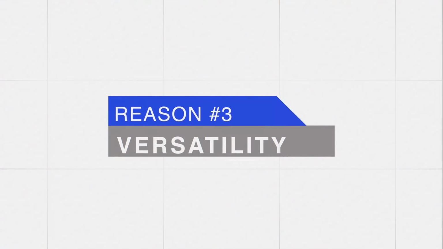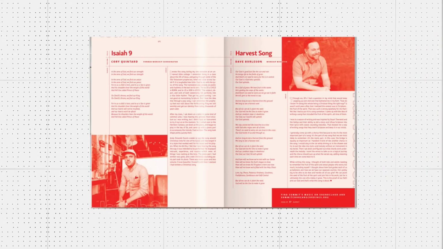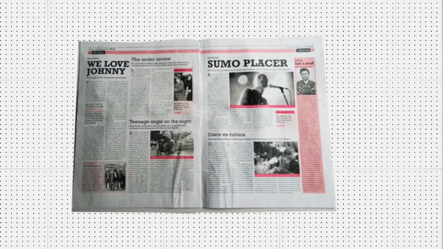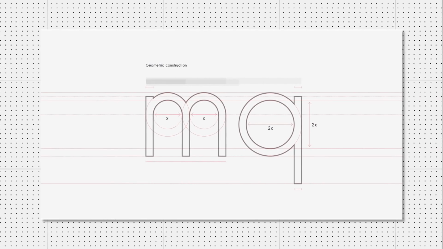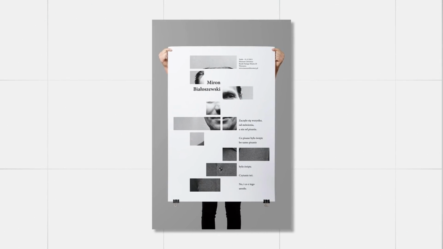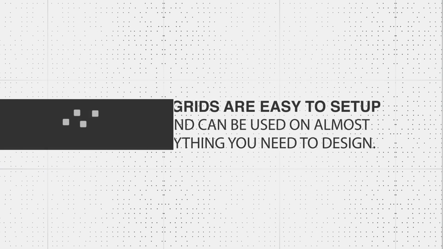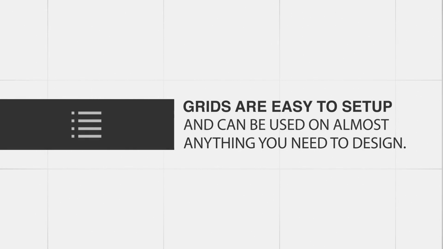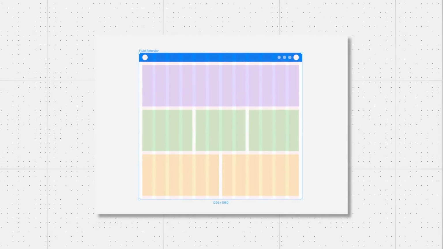Now the third point when using grids that you might not be aware of is that grids are insanely versatile. They don't just need to be kept for a layout design for such things like magazines or newspapers. Oh no. They can also be used for pretty much everything from logo designing, website creation, font design, posters, and just everything else you can likely think of. Grids are easy to set up and they can be used on almost anything that you want to design. Understanding this versatility does help any design from the get-go.